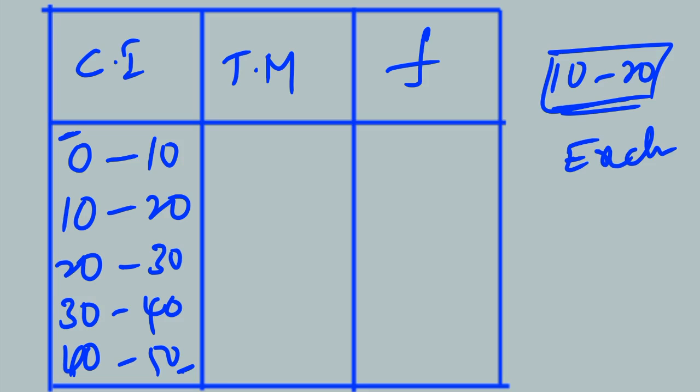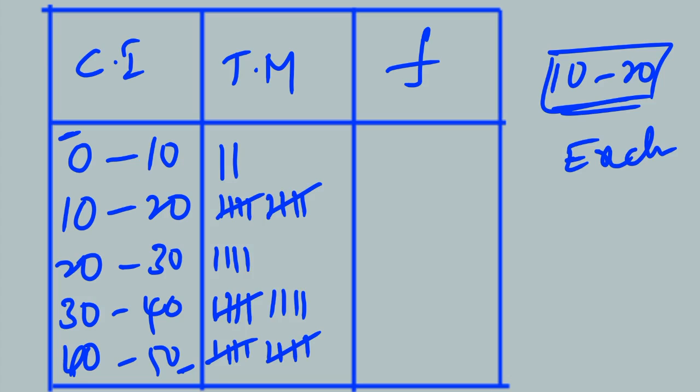Now how can we find the tally marks? From the given marks, the first one is 35. 35 falls in which class interval? 30 to 40, here one tally mark. And the second one is 1, where does it fall? 0 to 10, so here it is. Like that we have to find the tally marks. Okay, after finding I'll come back.